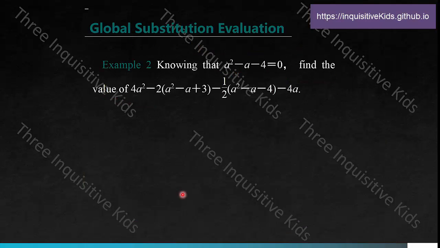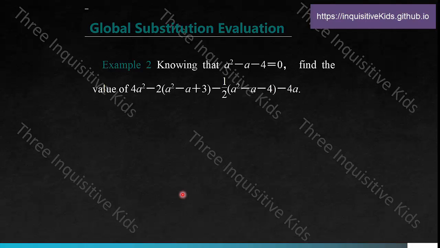Okay, example 2. Knowing that a squared minus a minus 4 is equal to 0, find the value of 4a squared minus 2 times a squared minus a plus 3 minus 1/2 of a squared minus a minus 4 minus 4a.